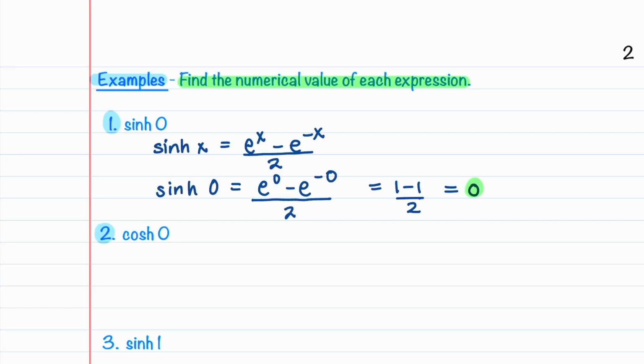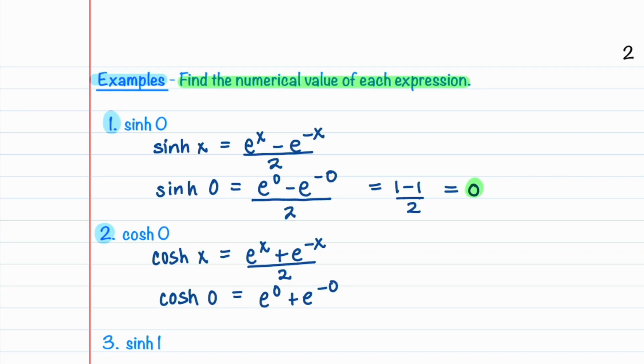Now let's look at our second example. We are going to evaluate cosh 0. Again, we're going to start with the definition. Cosh x is equal to e to the x plus e to the minus x over 2. There's a plus in this one instead of a minus, like with the sinh. Now we're going to substitute in that x is 0. So this is e to the 0 plus e to the minus 0, all over 2. And this gives us 1 plus 1 over 2, and we get a value of 1.